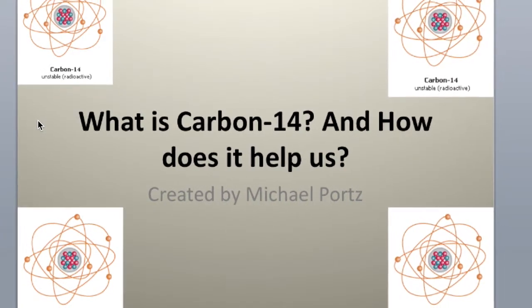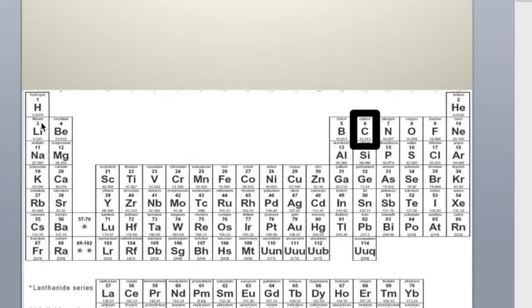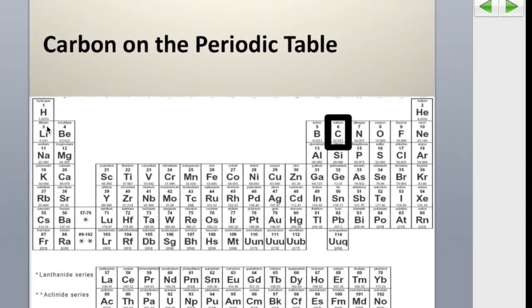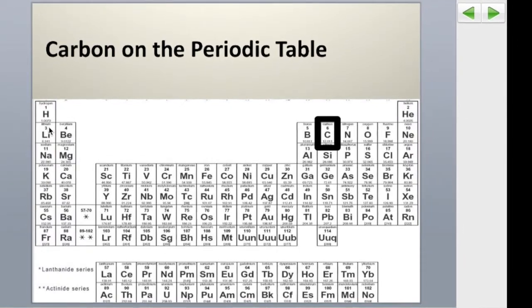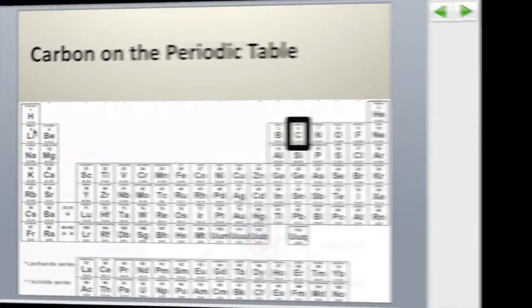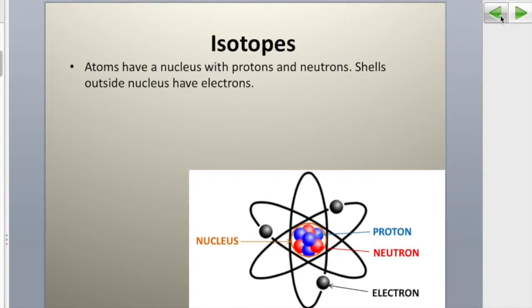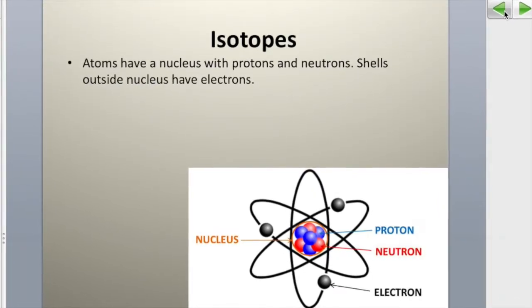What is carbon-14 and how does it help us? Carbon has an atomic number of 6, standard atomic weight of 12.011, and is a polyatomic nonmetal. Atoms have a nucleus with both protons and neutrons. Shells outside the nucleus have electrons.